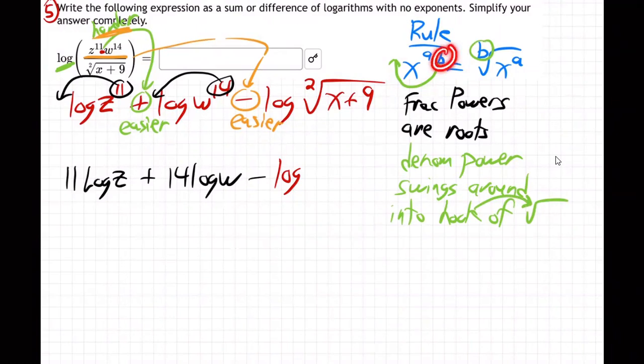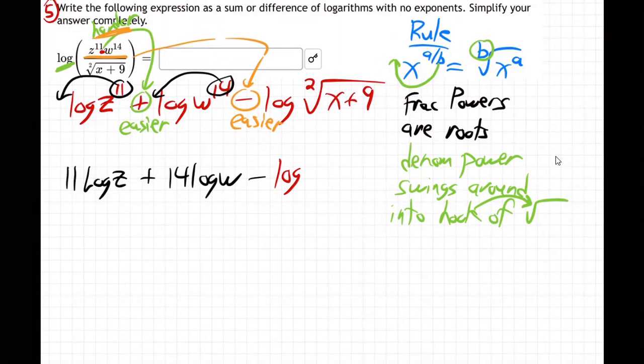See that denominator? The b is the denominator, the bottom of the fraction, swung and ended up in the hook of the root. The x to the a is still x to the a. The top numerator power just stays. It's just sitting there. It's not doing anything, right? X to the a, x to the a. But the denominator swings around into the hook. That's an important rule to know if you're going to go forward in math and science to pre-calc and calc and stuff like that. That comes up more and more.